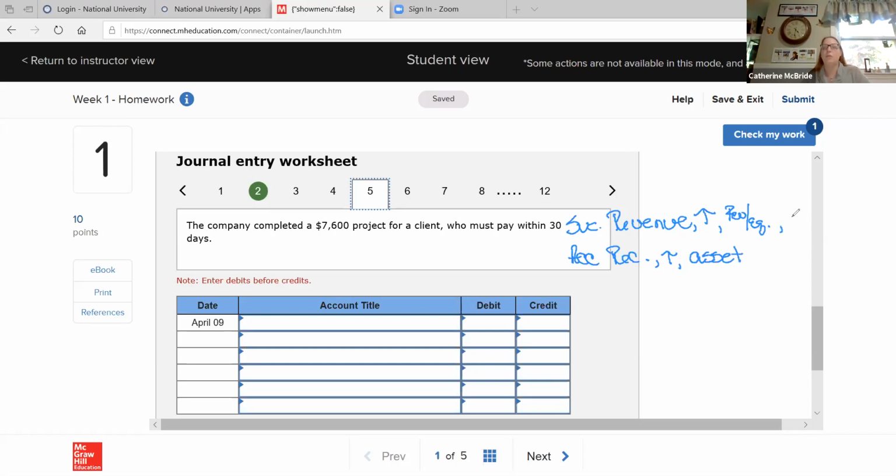Okay, go to your resource sheet. If I increase revenue, do I debit it or credit it? I credit it. If I increase an asset, do I debit it or credit it? If I increase an asset, I debit it. So I'm going to debit accounts receivable for $7,600, and I'm going to credit service revenue for $7,600.